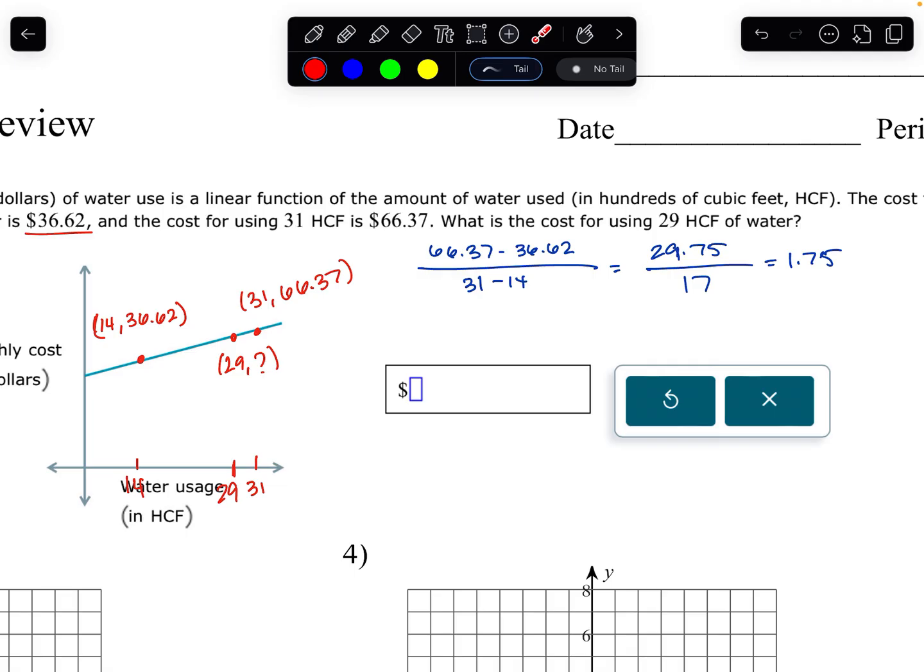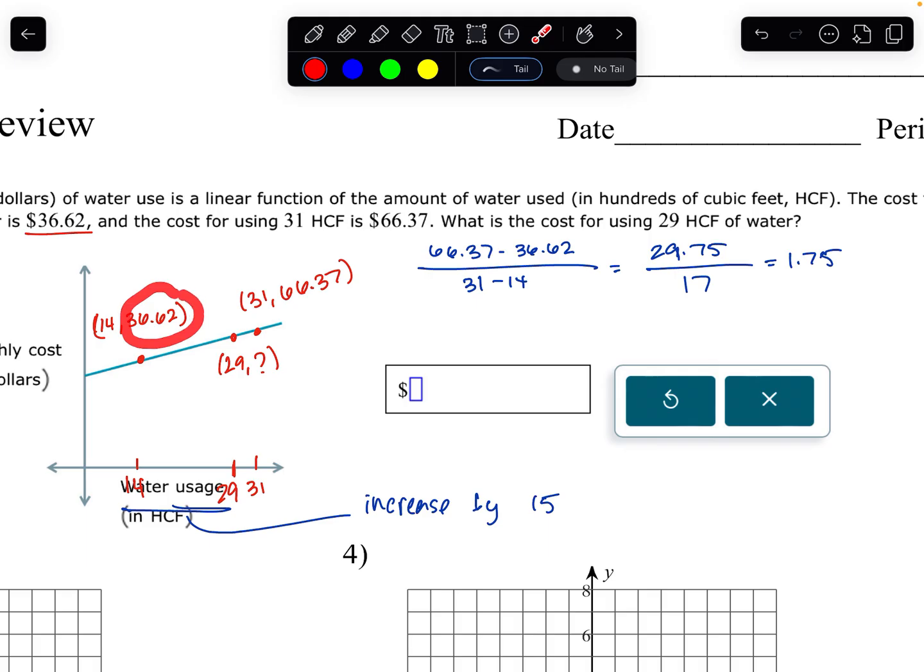Now, I just have to work my way backwards from this point or forwards from this point in order to get the y value here. So I'm going to work forwards from that point because I work better when I work forwards rather than backwards. So I go from 14 to 29. How much water usage is that an increase of? So 29 minus 14 would mean 15. So I increase by 15 on the x. So on the x I increase by 15, but how much do I increase on the y?